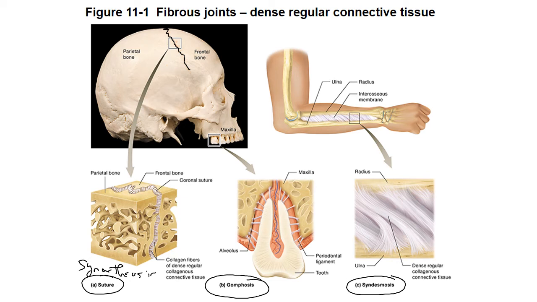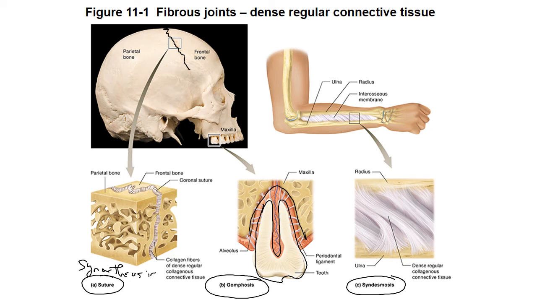Then we have a gomphosis. Here's your tooth sticking down inside of the alveolus, each of the holes that the teeth fit into in the mandible and the maxilla. In this case, it's the maxilla, since that's an upper tooth. Then we have the syndesmosis, C.